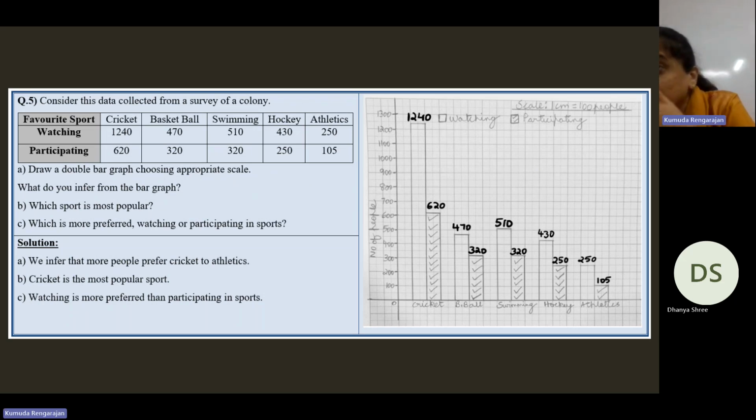Actually, if we had a bar graph, we could have done it now in the class. I didn't realize.